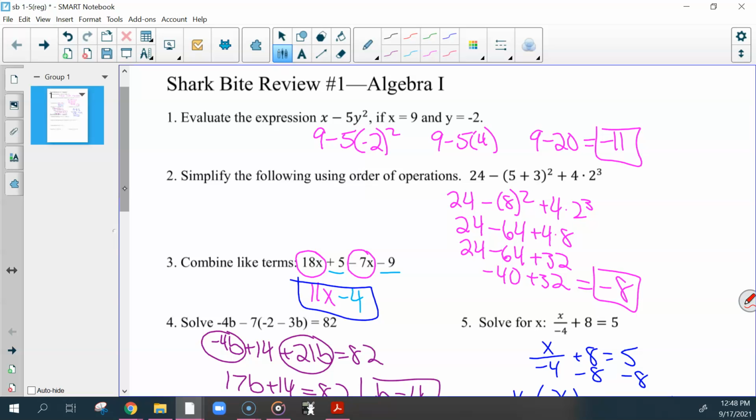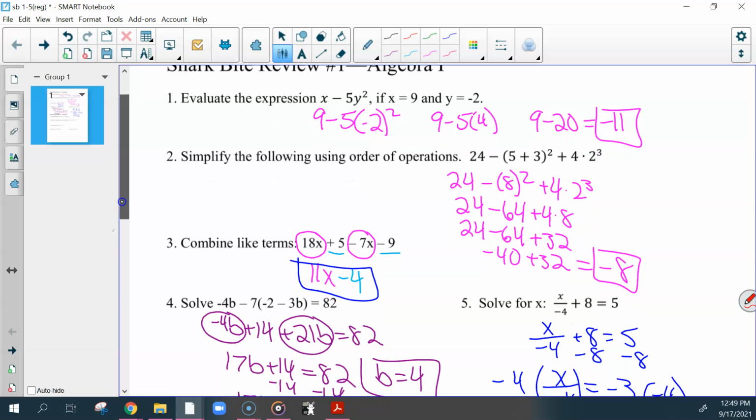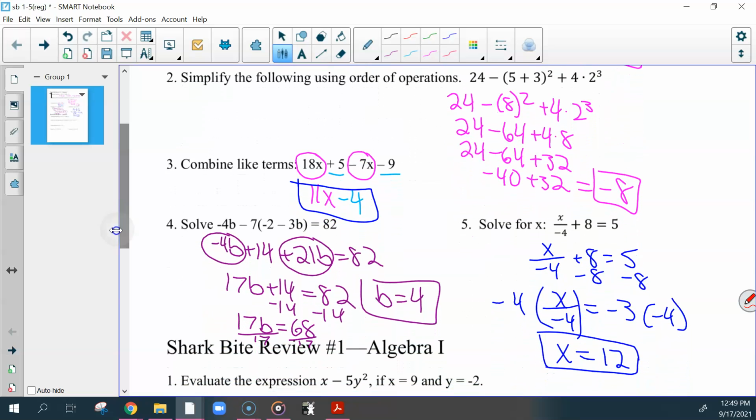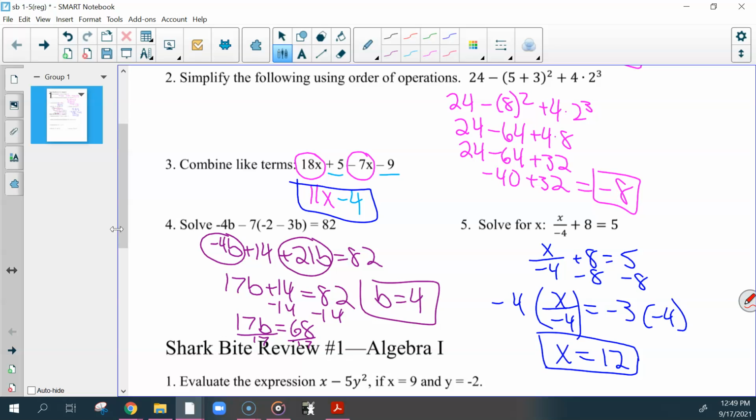So number 1 should have been negative 11. Number 2 was negative 8. Three was 11x minus 4. I got 25x minus 14. Okay, we'll go over that. Sure. It's because the way you did it differently than I did. Okay. What did you do? Hold on 1 second. Number 4 was b equals 4. And number 5 was x equals 12.